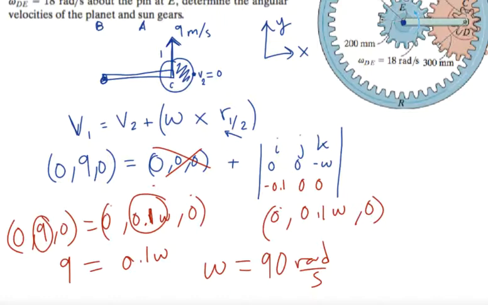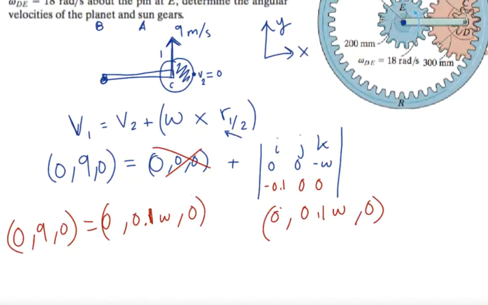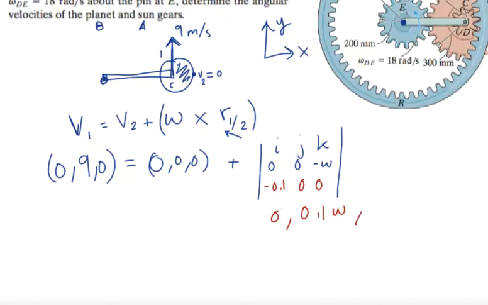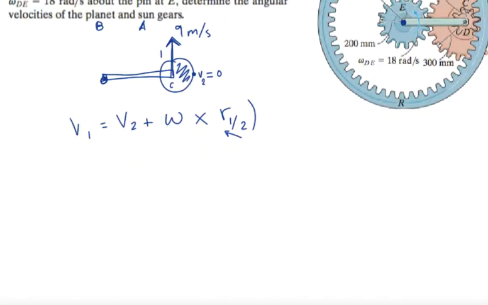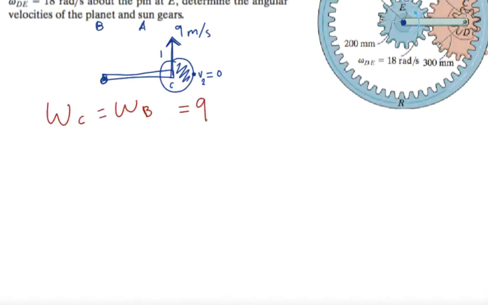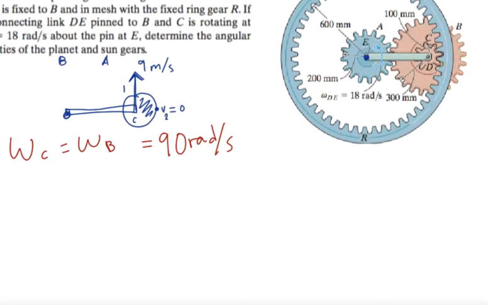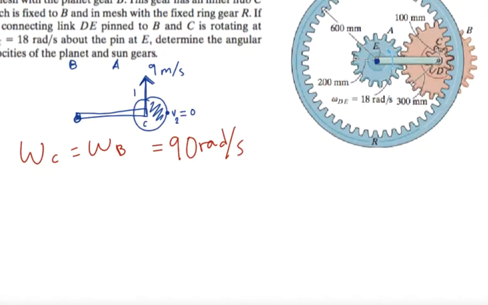Okay, so now we got the angular velocity of gear C, which we said has the same angular velocity as B. So omega C equals omega B equals 90 radians per second. All right, so that's the first part. And then the second part is we want to find the angular velocity of gear A.